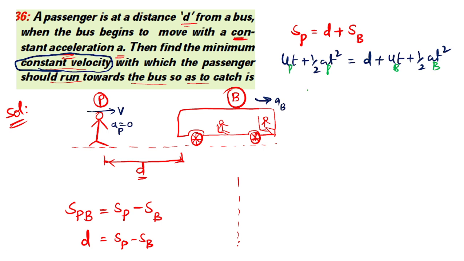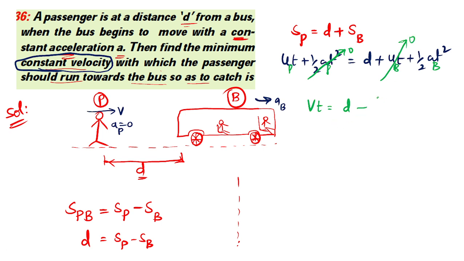Acceleration of this person, is there any? No, zero. Can I mention zero? Velocity of this person is what? V into t, which is equal to d. Is there any initial velocity for the bus? It was initially at rest only, no?